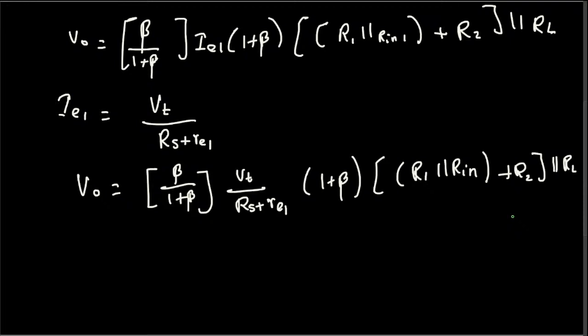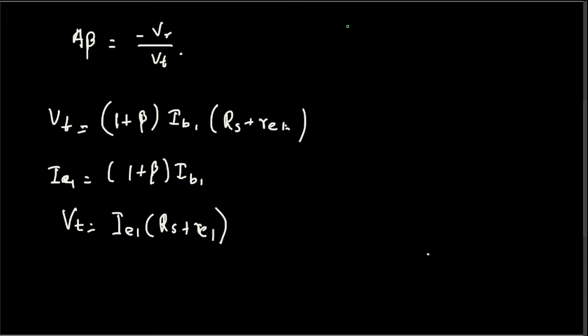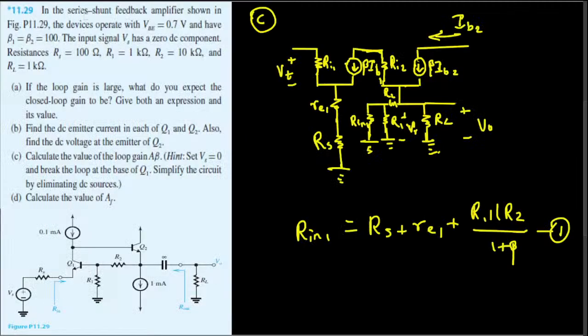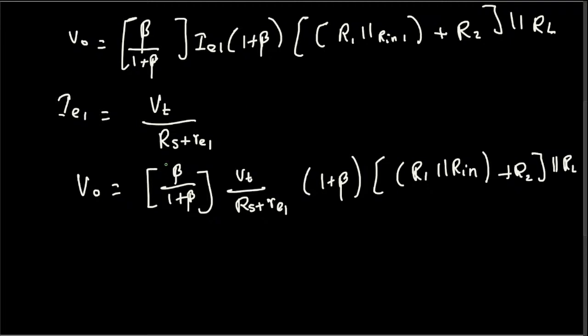Now, why we need this one is because in the VR expression we know the VT, but we don't know the VR yet. We need both of them in order to find out the closed loop gain, which is A beta. That's what the question is asking for. Let's say loop gain. Loop gain is A beta, and in order to calculate A beta we need both of them.